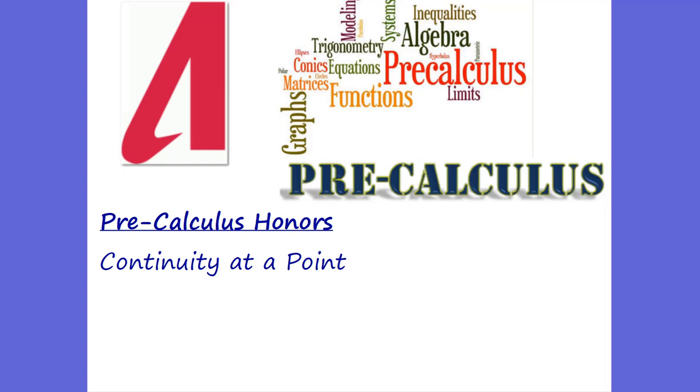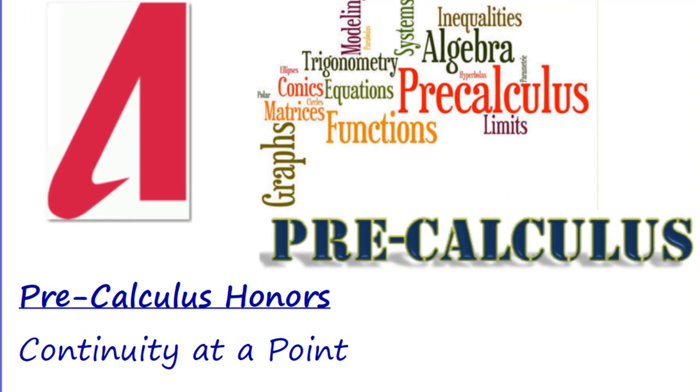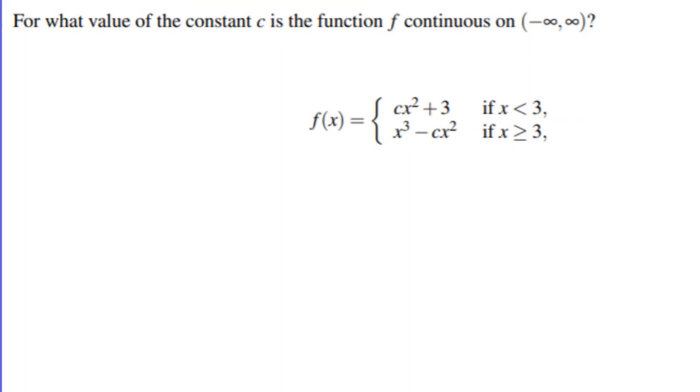This is pre-calculus or calculus. We're going to be talking about continuity at a point. This is our limits chapter, and we're talking about continuity and discontinuity, jump discontinuities, removable discontinuities, and asymptote discontinuities. Today we're going to take a look at how we can be continuous at a point. And so let's get going.